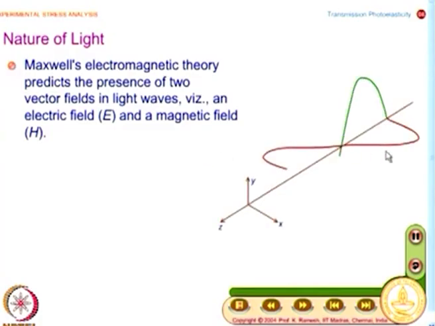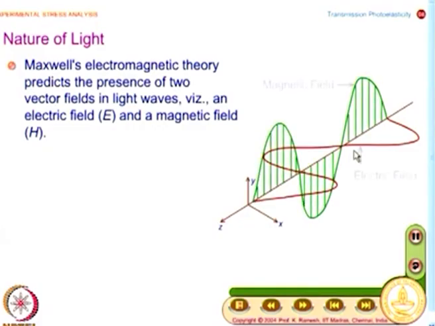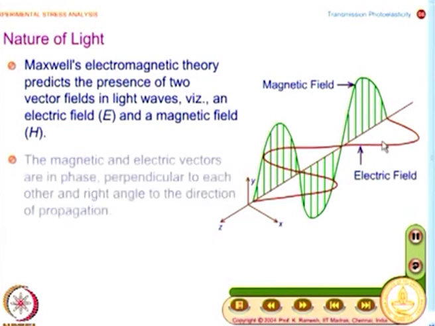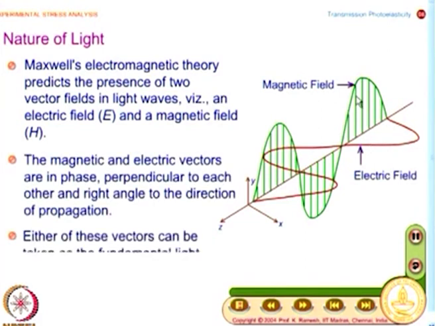So, first we look at what the light wave is, and you have an electric field and a magnetic field, and this is the direction of propagation. The electric and magnetic fields are in phase and mutually perpendicular. That is what is written here: the magnetic and electric vectors are in phase, perpendicular to each other and at right angles to the direction of propagation.